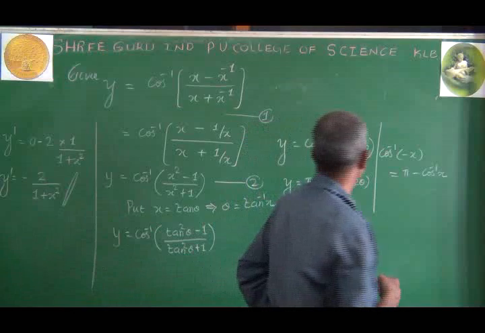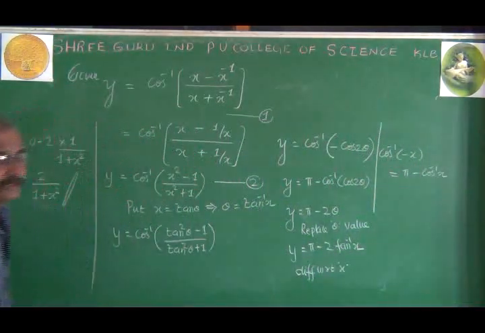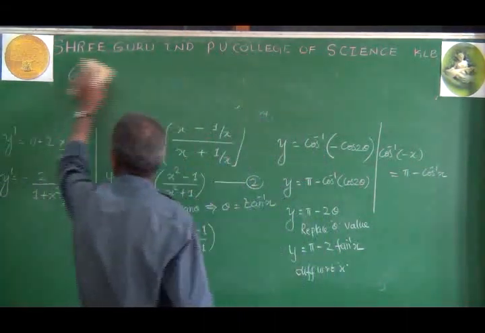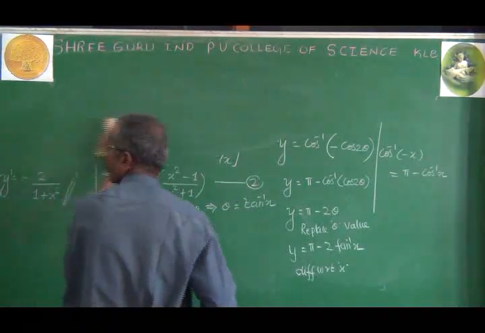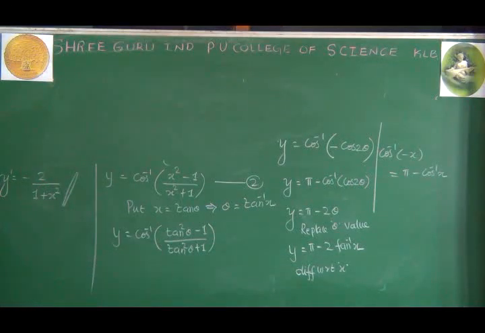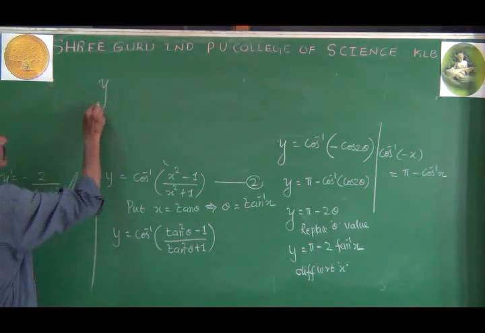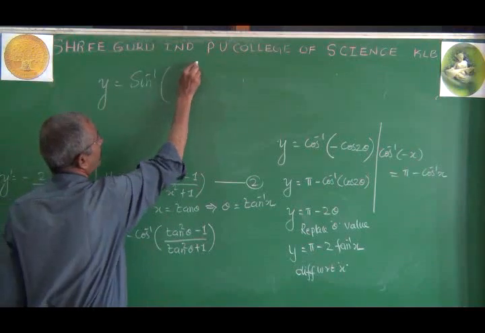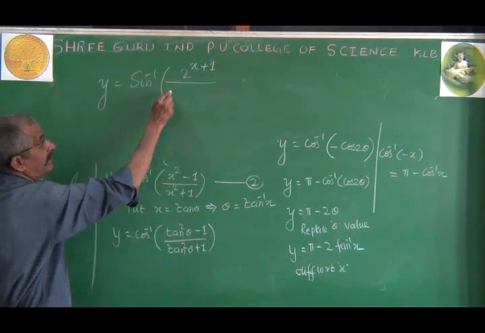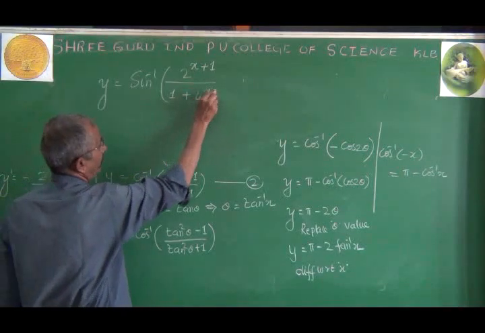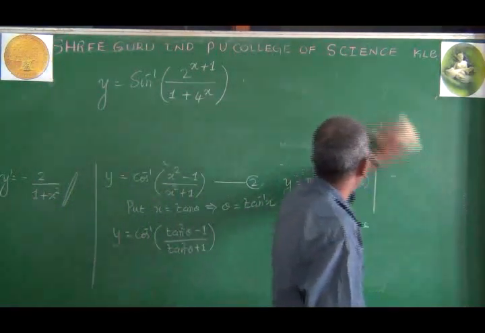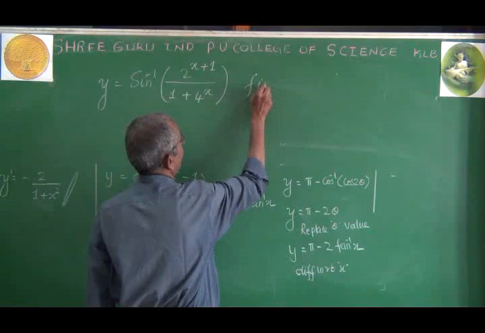Next problem. Next question, under method of substitution: if y equals sine inverse of (2 to the power x plus 1) divided by (1 plus 4 to the power of x), then find dy by dx.